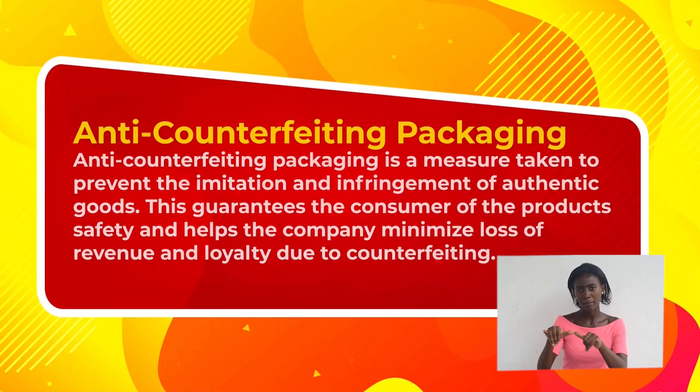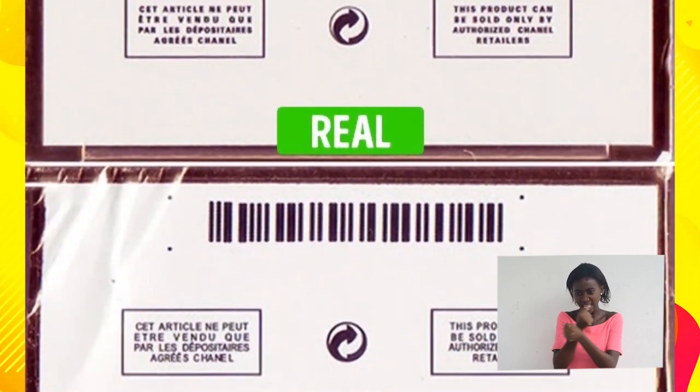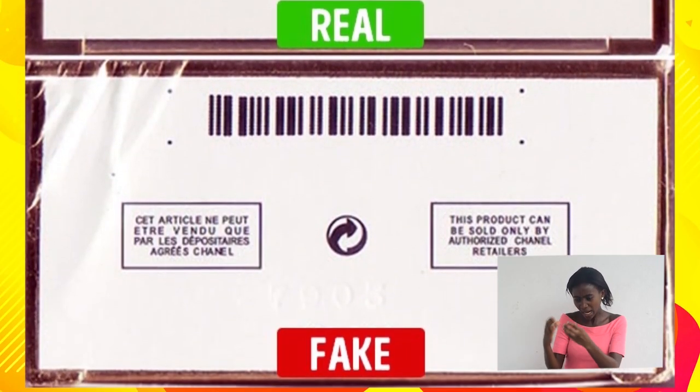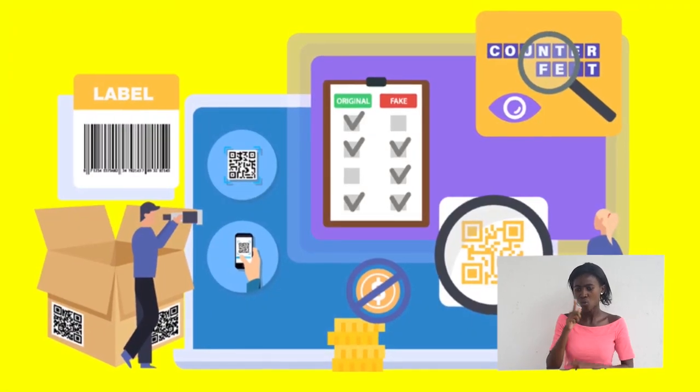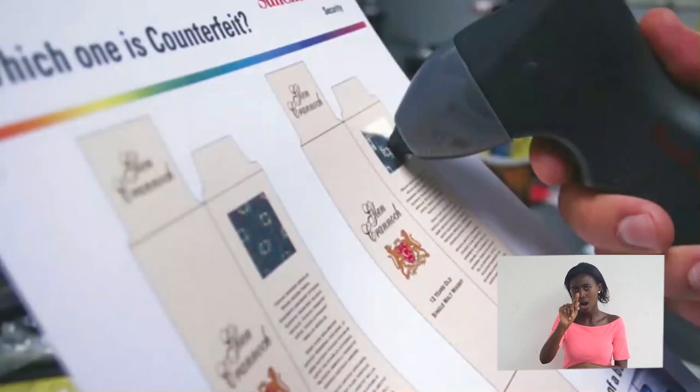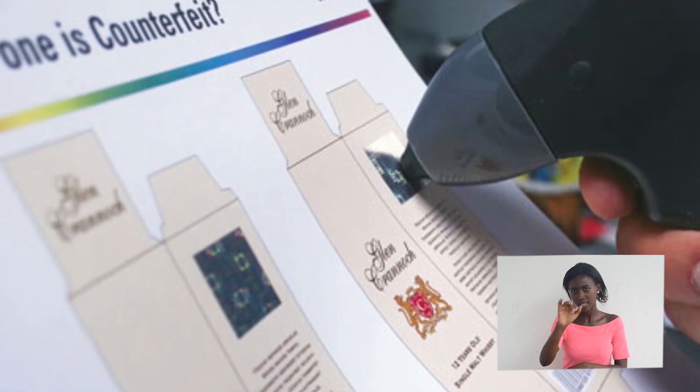Anti-counterfeiting packaging. Anti-counterfeiting packaging is a measure taken to prevent the imitation and infringement of authentic goods. This guarantees the consumer of the product safety and helps the company minimize loss of revenue and loyalty due to counterfeiting.